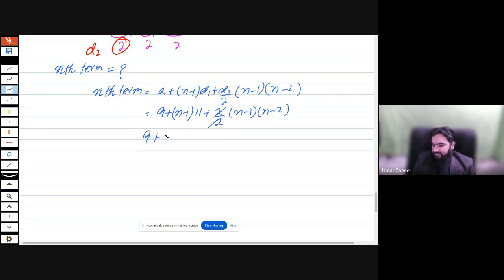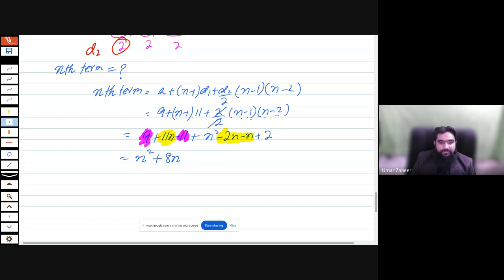You will get 9 plus 11n minus 11 plus (n minus 1)(n minus 2), which expands to n square minus 2n minus n plus 2. Let's see how to simplify. We have n square first of all. Now we have 11n minus 2n and minus n, that will be 11 minus 2 is 9, 9 minus 1, plus 8n. The constant values we have are minus 11 plus 9.